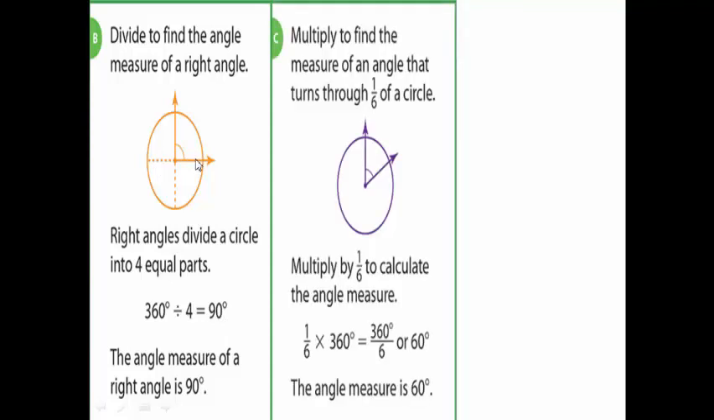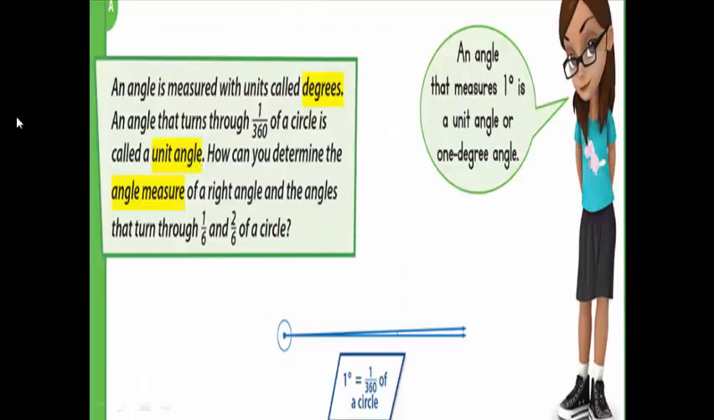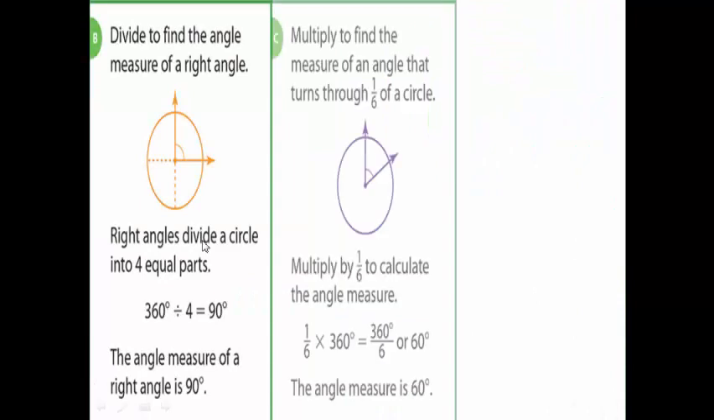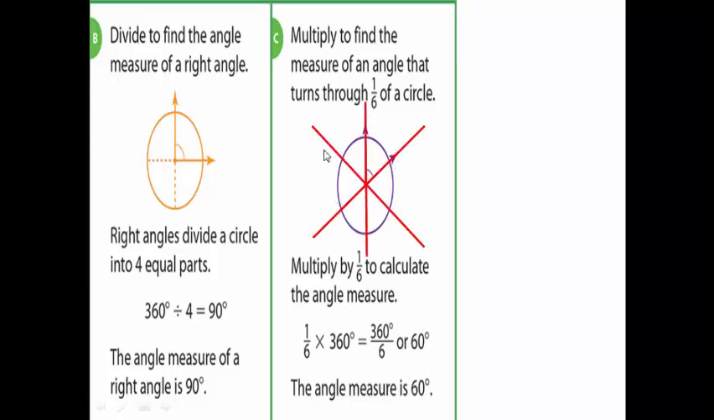Right now we have the other example. Look at the question again. He's asking you about this 1 to 6. It represents how many degrees? Look here. I have 1 to 6. This part. If I divide this circle into 6 parts, each part is considered as 1 to 6 or 1/6.